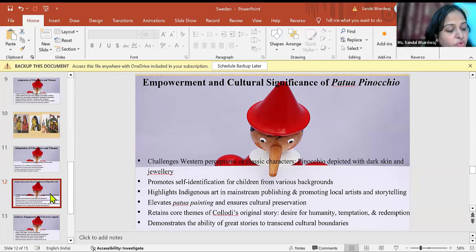The publisher, known for promoting local artists and traditional storytelling, elevates Patua painting through Patua Pinocchio, ensuring its preservation for future generations. Moreover, the story retains the core themes of Collodi's original: Pinocchio's desire to become human, his struggles with temptation and deceit, and his ultimate redemption. This shows that great stories can transcend linguistic boundaries.